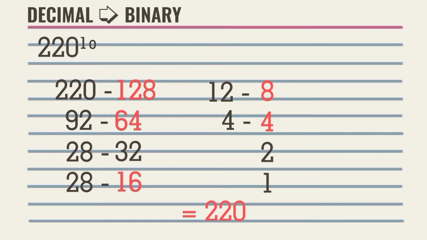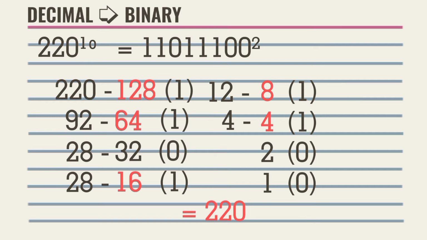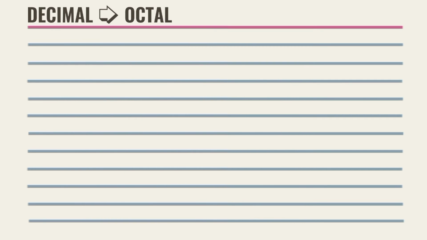Now, let's convert this. Since we have 128, so 1. We have 64, so another 1. We don't have 32, so 0. We have 16, so 1. We have 8 and 4, so 1, 1. And we don't have 2 and 1, so 0, 0. Then, the final binary form of 220 base 10 is 11011100 base 2.